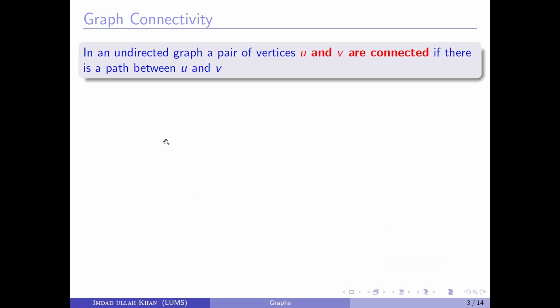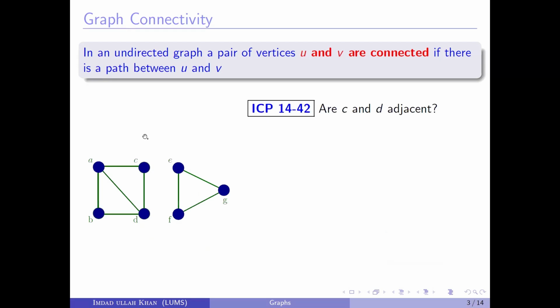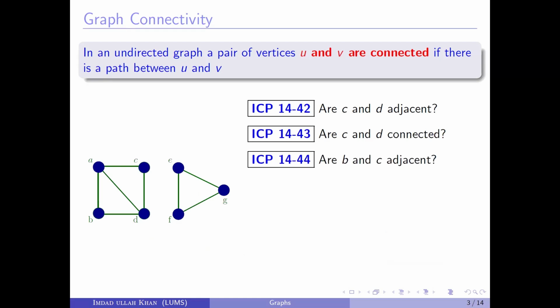In an undirected graph, a pair of vertices is connected if there is a path. So are C and D adjacent? The answer is yes. There's a direct edge from C to D. Are they connected? Again, yes, because they're adjacent.